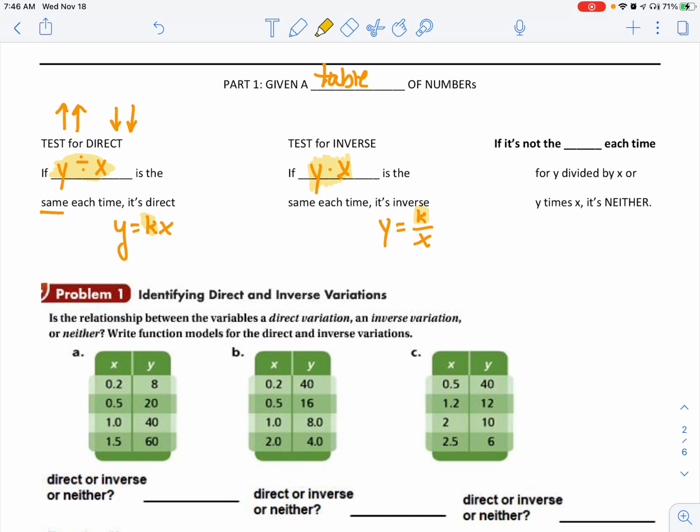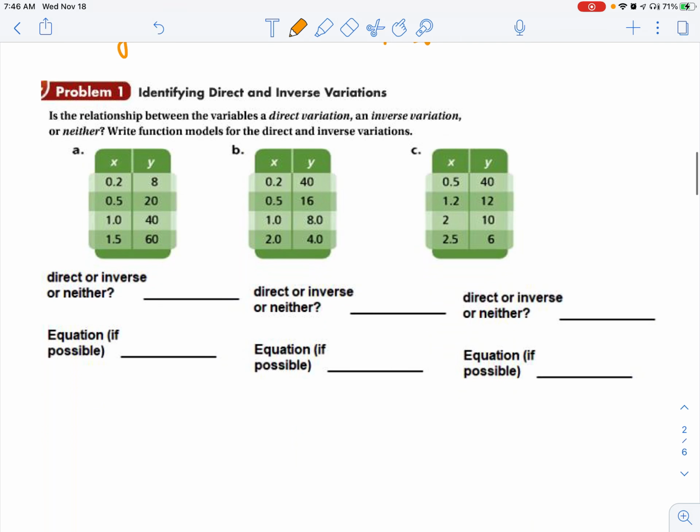If you would like to think about solving this equation for k, you would multiply both sides by x, right? And that would tell you why k is y times x. Okay, if it's not the same each time for either of those cases, then it's not inverse and it's not direct, and you just write no, and you can't come up with an equation right now.